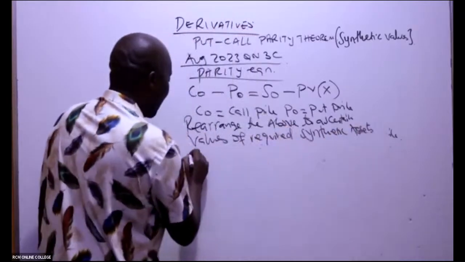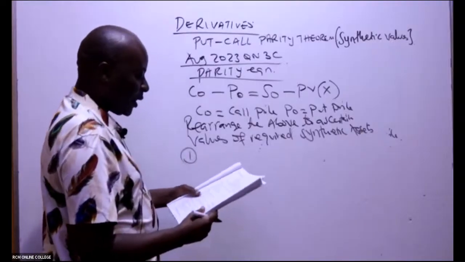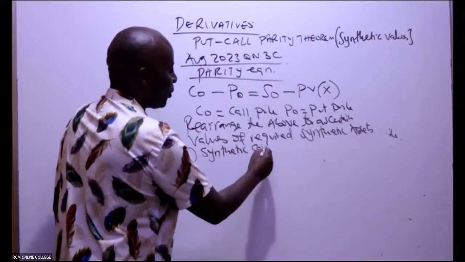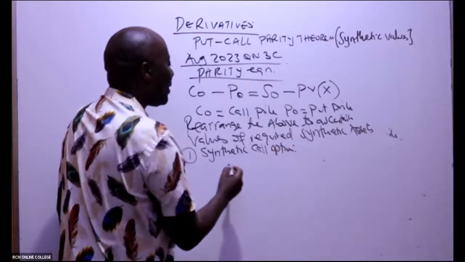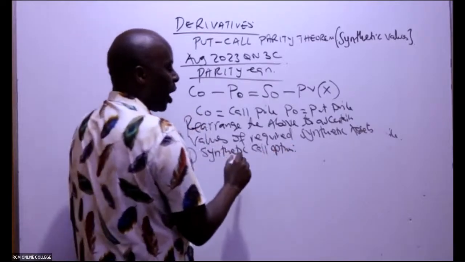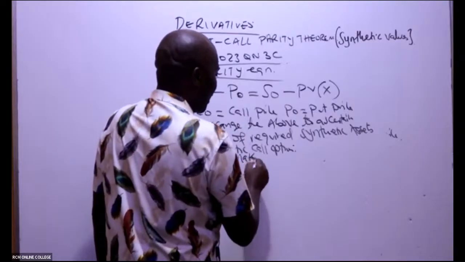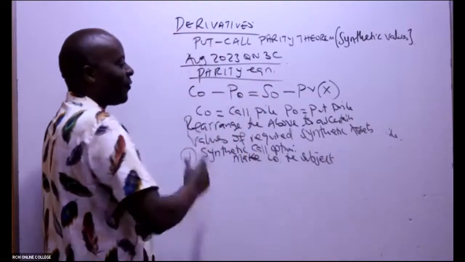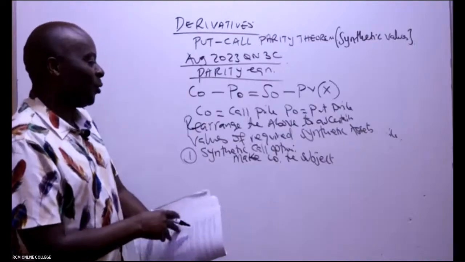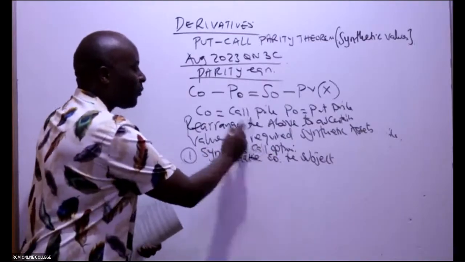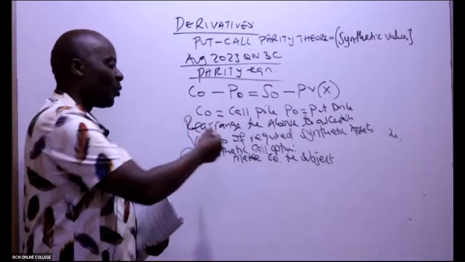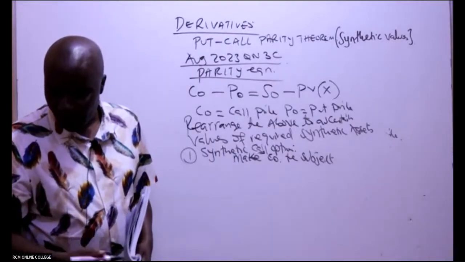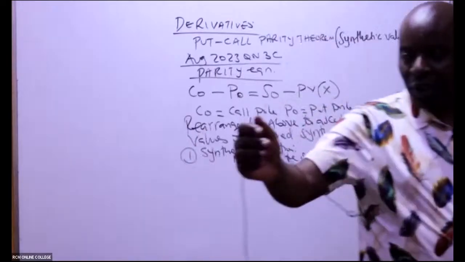So now, number one, they want us to give them the synthetic call option. So the synthetic call option basically makes CO the subject of the formula. Could you kindly do that for me? From this parity equation, because they want the call option, you simply make CO the subject of the equation.